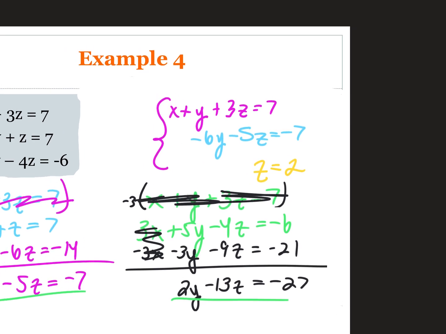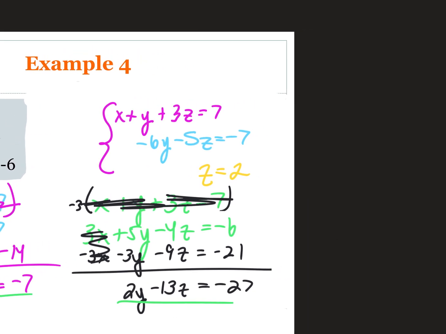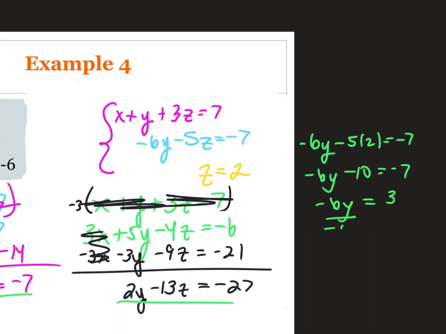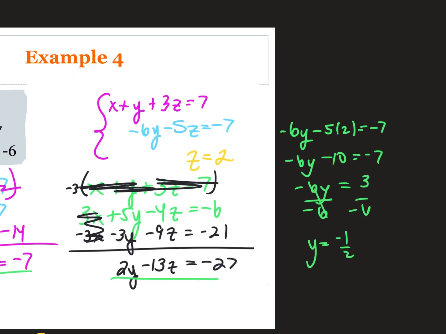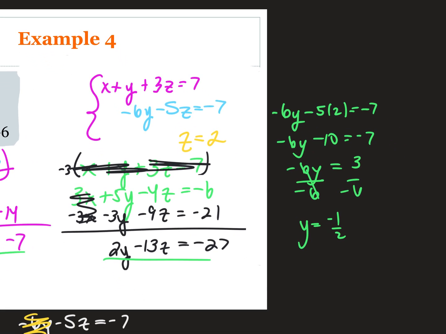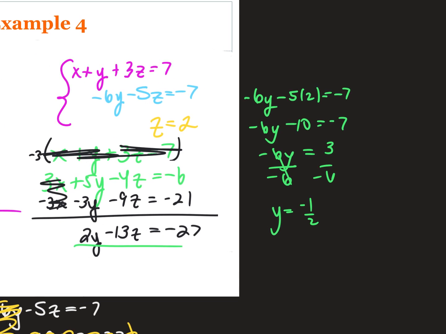So when we do our back substitution, let's plug it in and see what happens. If z equals 2, well, negative 6y minus 5 times 2 equals negative 7. Negative 6y minus 10 equals negative 7. Negative 6y equals, and I add 10 to both sides to get 3. Divide both sides by negative 6, and you get y equals negative 1/2. Is that all right? Are we allowed to have fractions? Yes. Fractions are like fish. They are our friends.